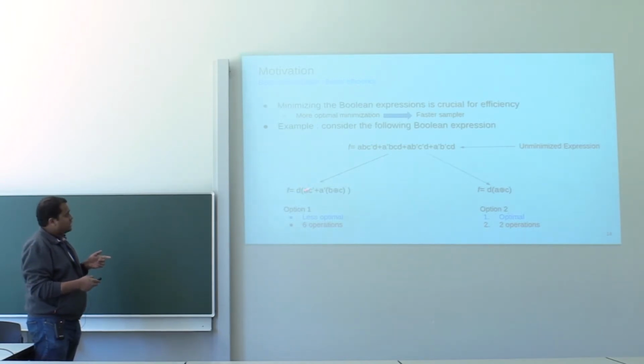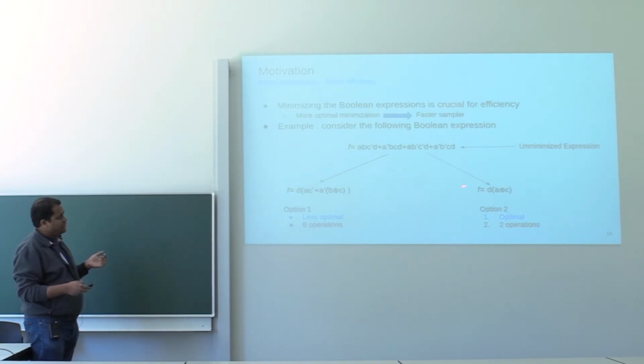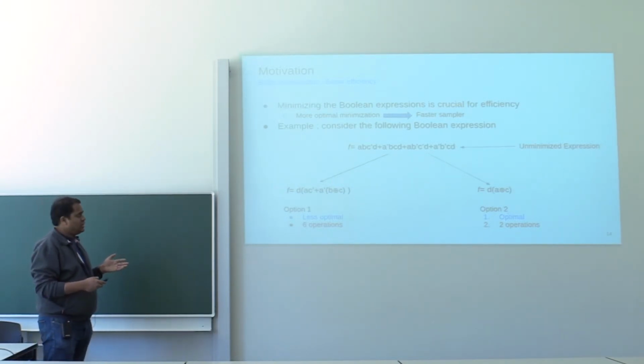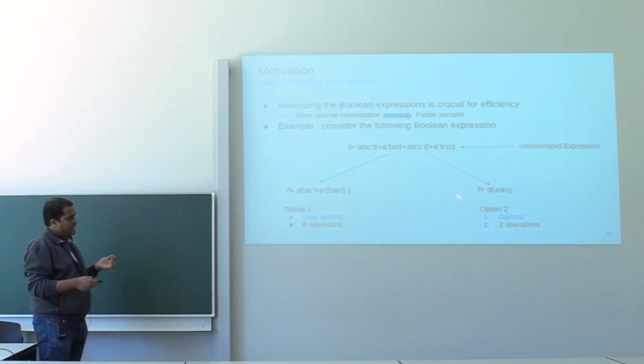So yeah, this is a small example. Here I have a Boolean function which is unminimized, here I have one which is not so well minimized, and this is a very well minimized Boolean expression. All three are equivalent; they all calculate the same function. But you can see there are many more operations in this one, so it will take longer to execute than this one. So the efficiency of the whole Gaussian sampler improves if I can minimize all of my Boolean functions very well.